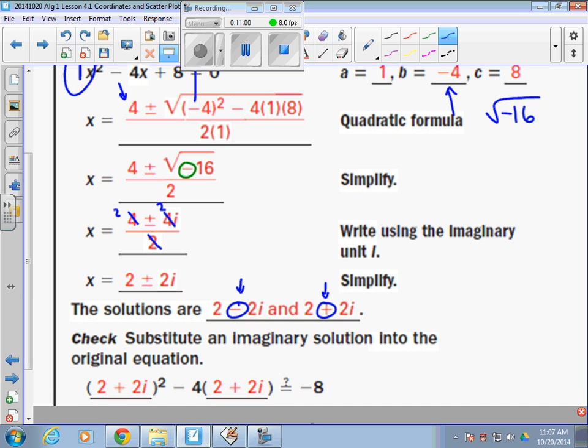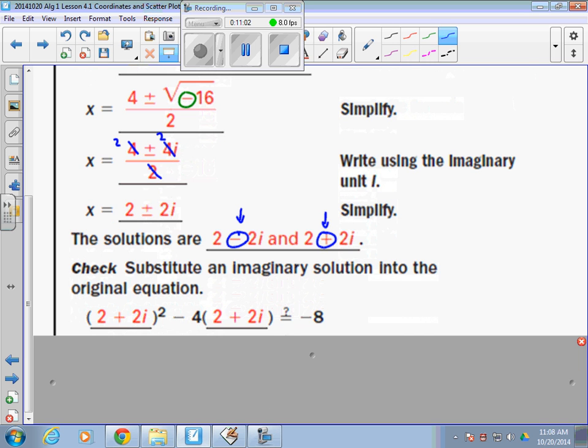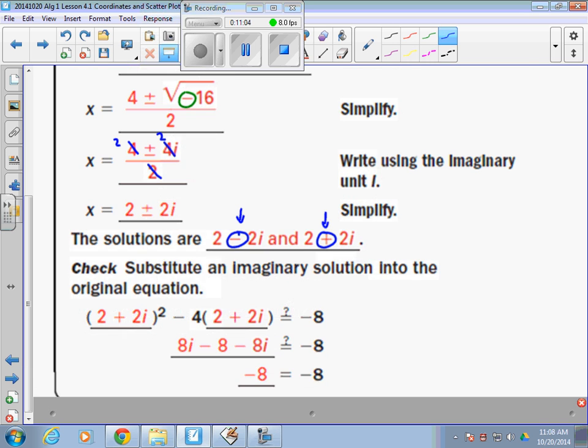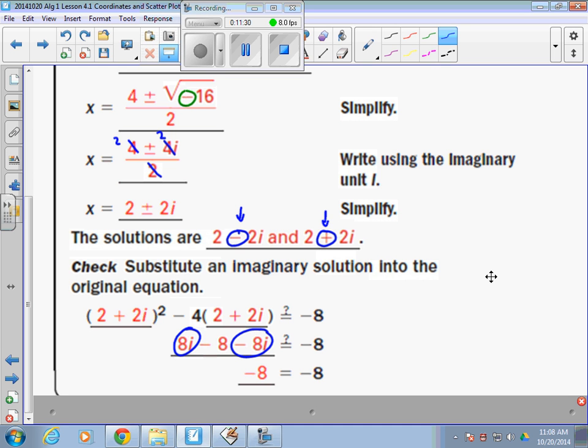The second one is 2 plus 2i. So when you substitute those values in to check and see if it's true, 2 plus 2i, minus 4 times 2 plus 2i, is equal to negative 8. When you simplify that, 2 plus 2i, you've got to square that. It's going to give you 8i. All we're doing is putting all of this together and foiling it. 8i minus 8 minus 8i. And when you notice 8i minus 8i cancels itself out, and it leaves you with negative 8 is equal to negative 8. That is a true solution.